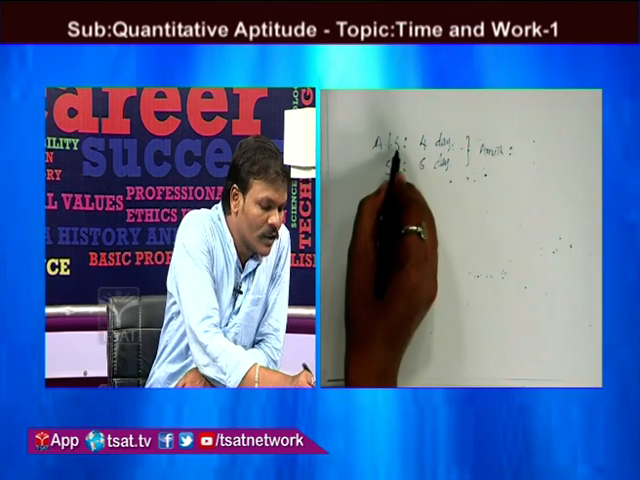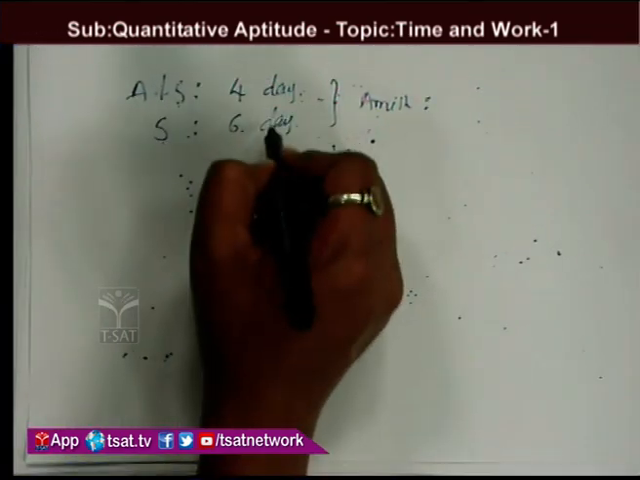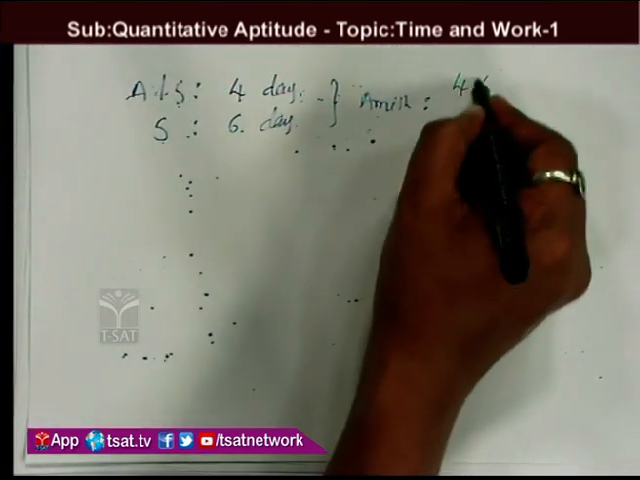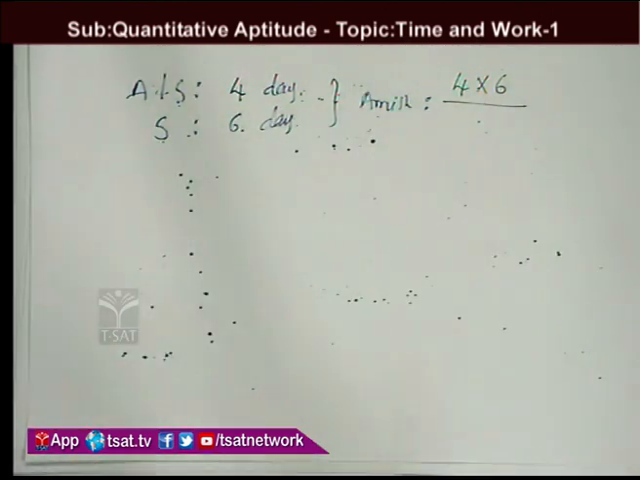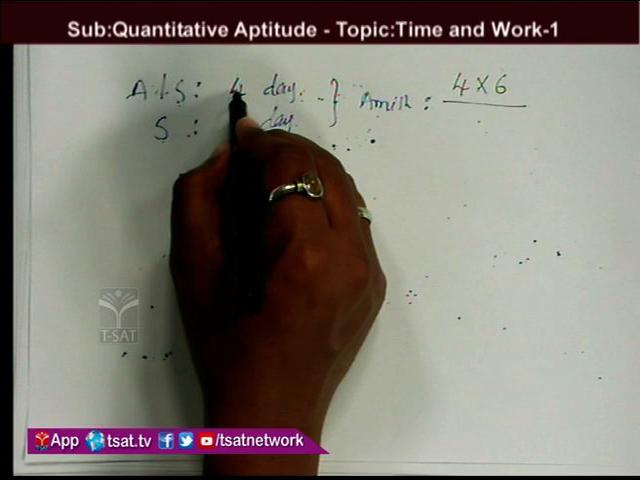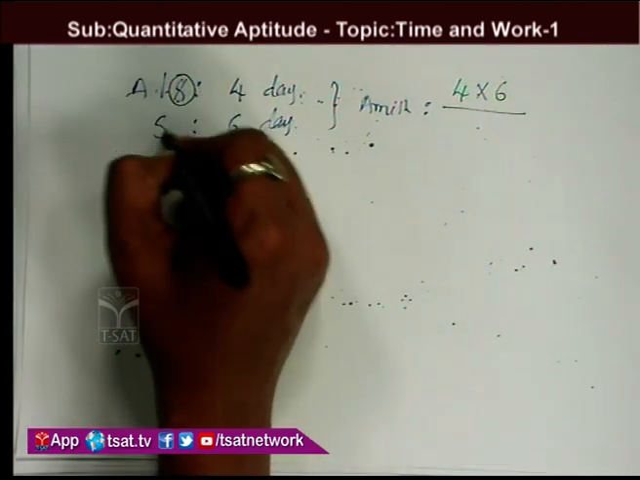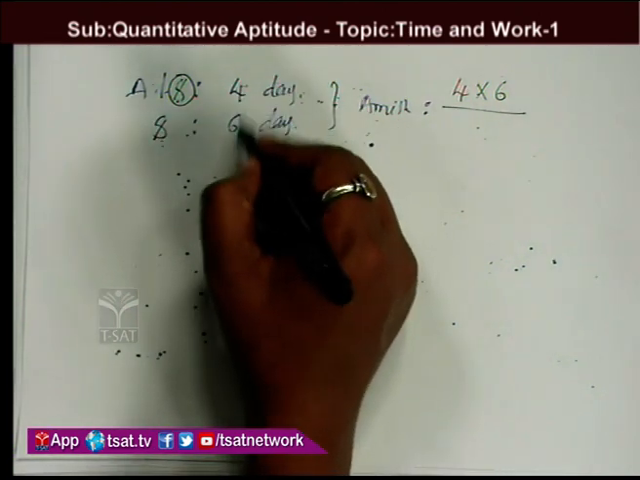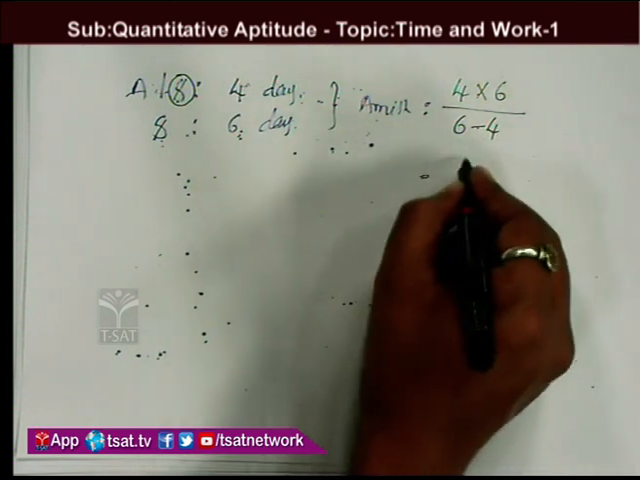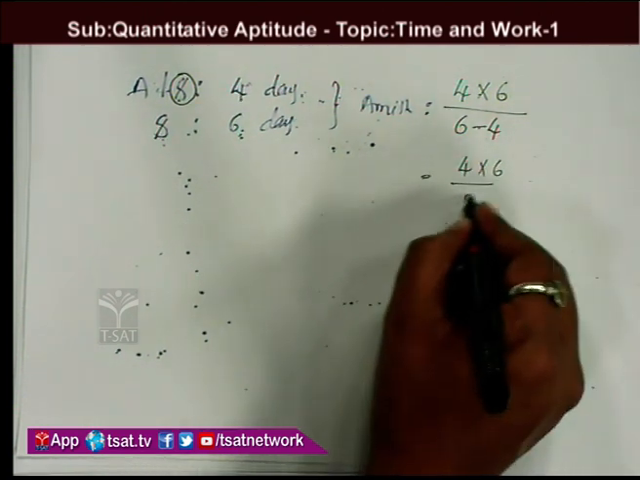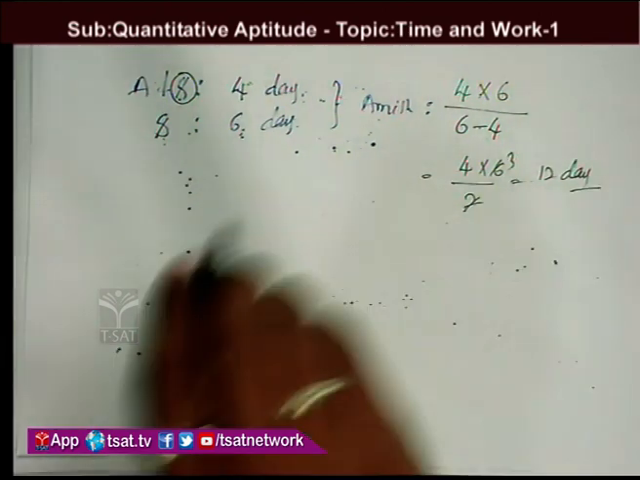We have Amit and Sumit together as the first value, and Sumit as the second value, 6 days. When we have the two values, we take 4 into 6, the multiplication, in the numerator. We need only the Amit value, so we remove Sumit, which means subtraction in the denominator: 6 minus 4. Simply 4 into 6 by 2, that is 12 days.